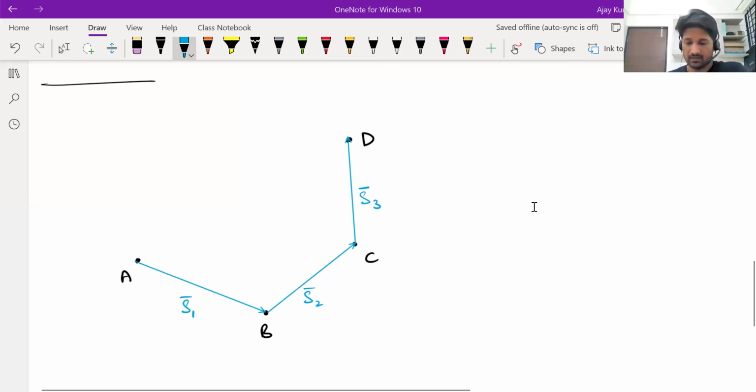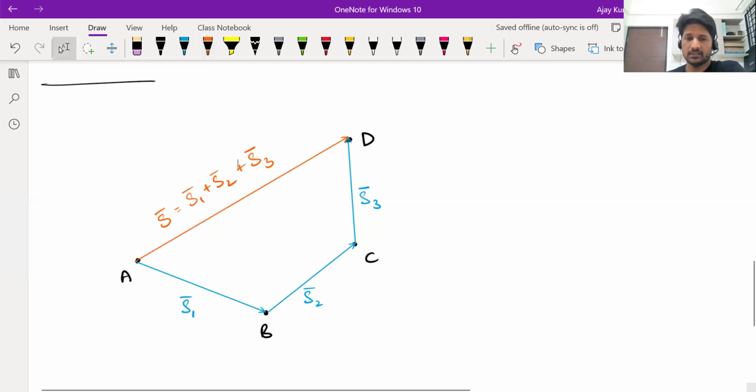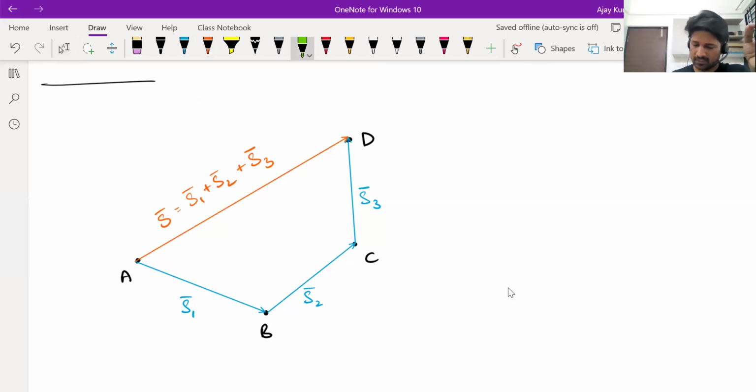Okay. Now, what is the total displacement of the person? Total displacement is from A to D. And we know basic physics that total displacement is the sum of individual displacements. Right? So in terms of vectors, you can see that the orange vector is the resultant of all these blue vectors. And how many blue vectors have we taken? 3. You can take 2, 3, 4, any number of vectors you want, but ensure they are placed in order.